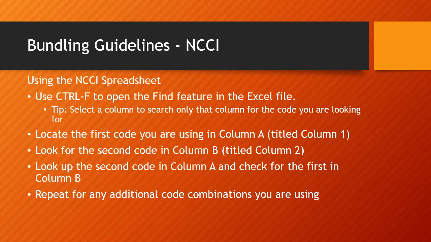So to use the NCCI spreadsheet, which you can download from the CMS website, you're going to get a big Excel file. And what you're going to do is use Control F to open the Find feature in the Excel file. If you want to just search a particular column, which is what I like to do, select the column first and then do your search so that you only search that one column for the code that I'm looking for. Locate the first code I'm using in column A, or the NCCI manual actually calls it column 1, and then look for the second code in column B or column 2.